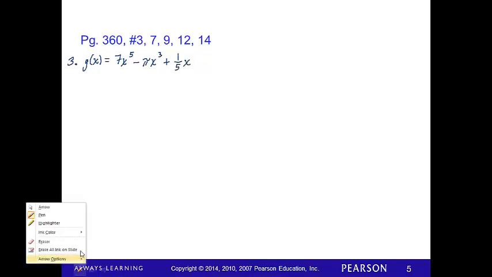Alright, let's go in our books to page 360. We're going to look at the following problems. Let us start with number 3. And it says, determine which functions are polynomial functions. For those that are, identify the degree. So number 3 has g of x equal to 7x to the 5th power minus pi x to the 3rd power plus 1/5 x. And the question is, is this expression a polynomial function?